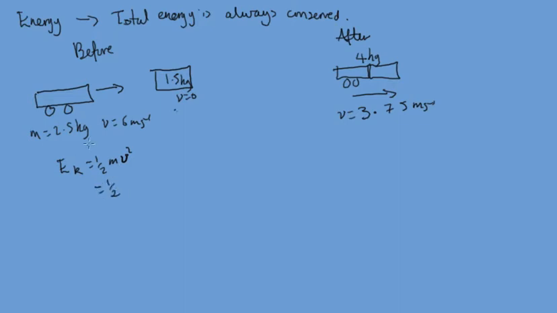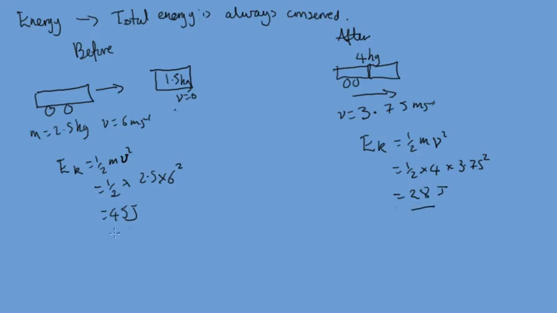So let's work out the kinetic energy of this system before. So it's going to be half times the mass 2.5 times 6 squared, and that's going to give us 45 joules. And this is from this little trolley. This lump here has no velocity, so it has got 0 kinetic energy. Let's look at the system after. Half mv squared again, half times 4 times 3.75 squared, and that gives us 28 joules. But this is less than this.